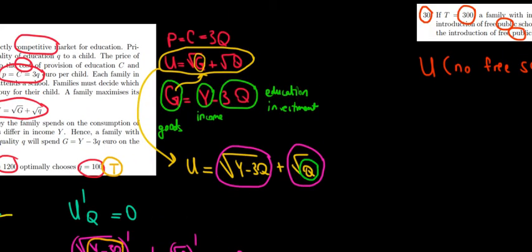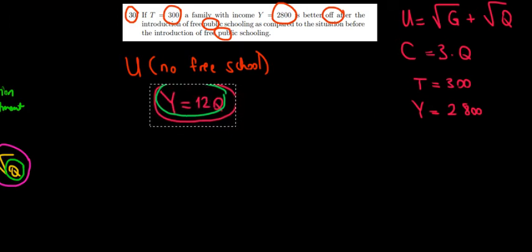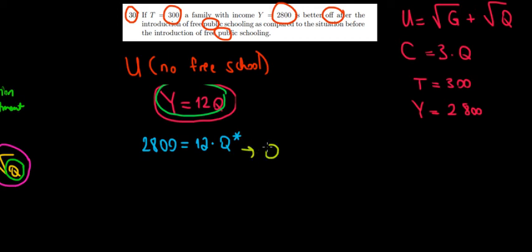Now, the income that we're dealing with is 2800 euros. For 2800 euros, what quality of education do we need? 2800 euros is equal to 12 times the quality of education. That quality would be 2800 divided by 12, which is equal to 233.3.